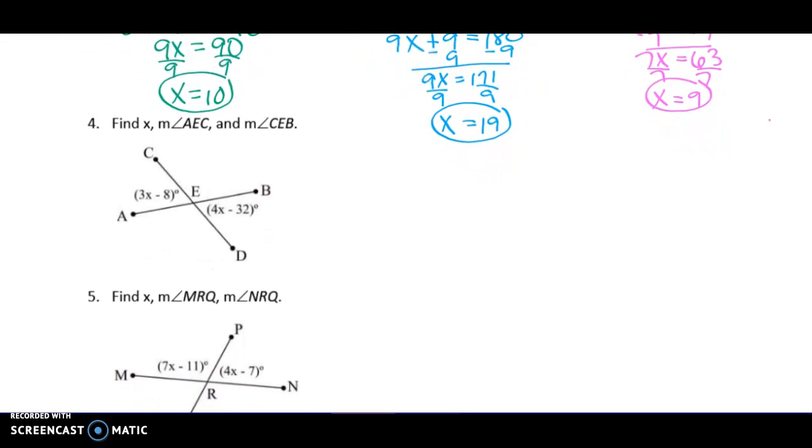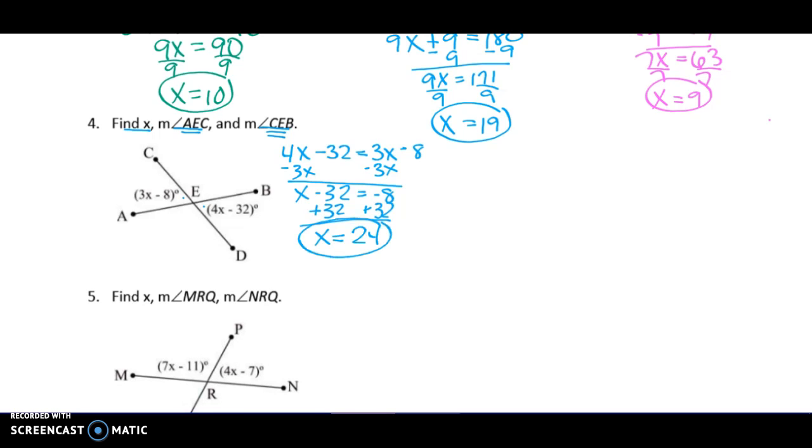Finding x here. We have to find x, the measure of AEC, and the measure of CEB. So it's three things to do. Really, all we're doing is finding x, and then if you look at the names, we're just plugging back in. So I see that relationship, they're vertical angles. So I can set them equal to each other and solve for x. So x is 24.